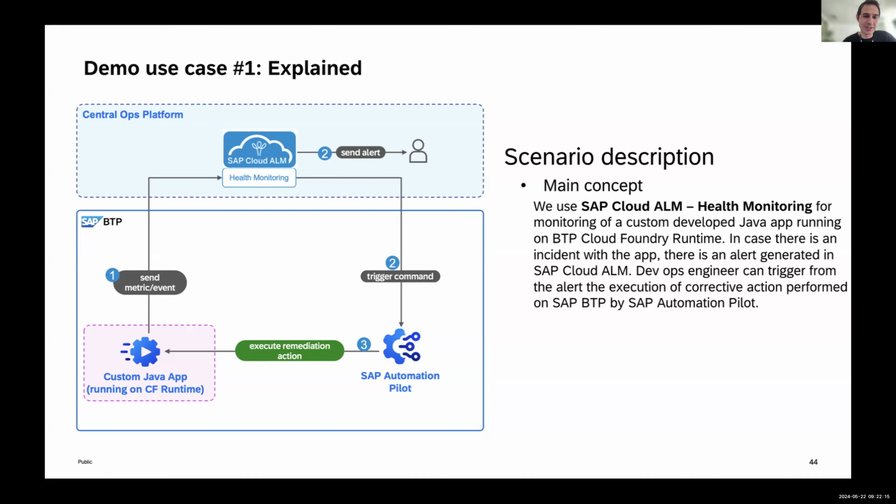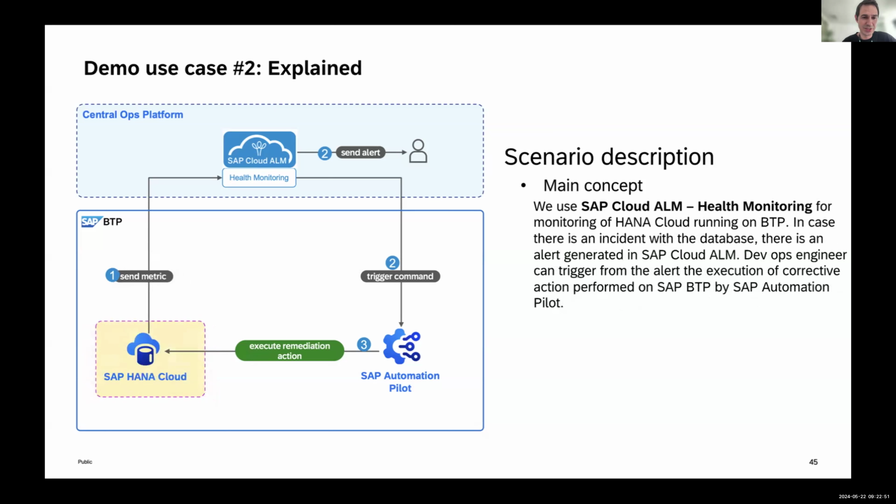Yeah, and one hint as well: in the real world, if you have a situation of a crashed application, we have a feature in the BTP platform which automatically tries to restart the application, but that's not the point. The point behind that use case is that in case you have an event or a metric that can be captured by SAP Cloud ALM, then automatically you can trigger an Automation Pilot command in order to remediate that situation. Moving forward with the second use case, we now have the database.